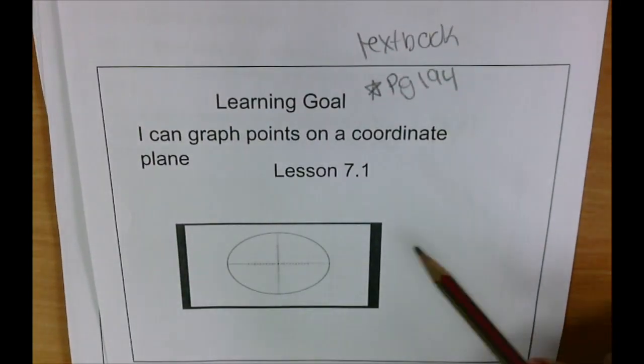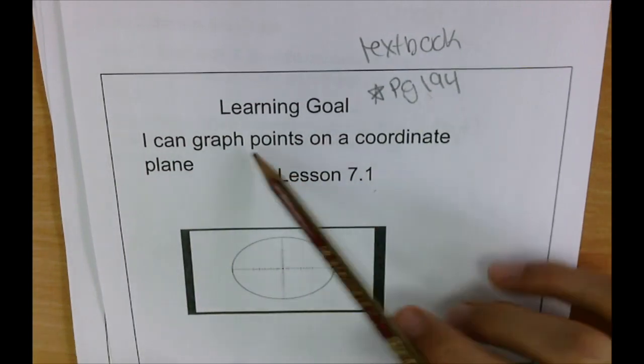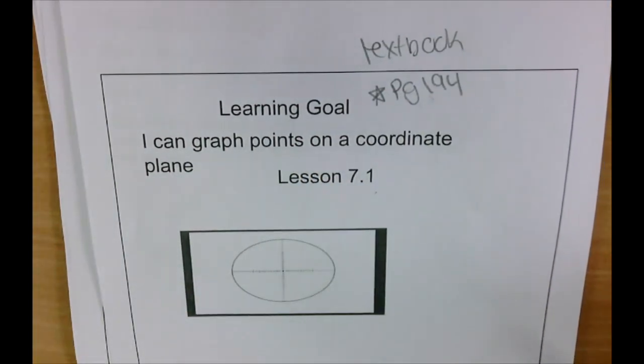Today we're going to be looking at lesson 7.1. In the textbook it's page 194. It's on graphing coordinate points on a coordinate plane, so points on a coordinate plane.